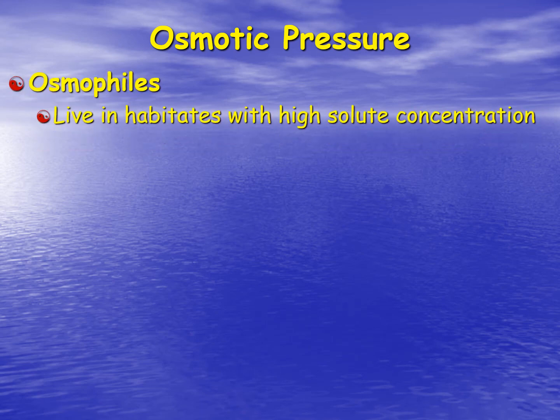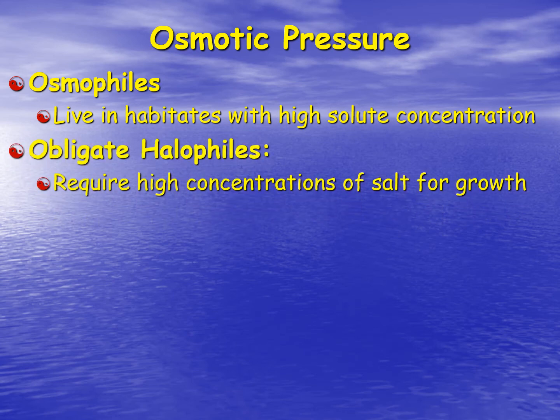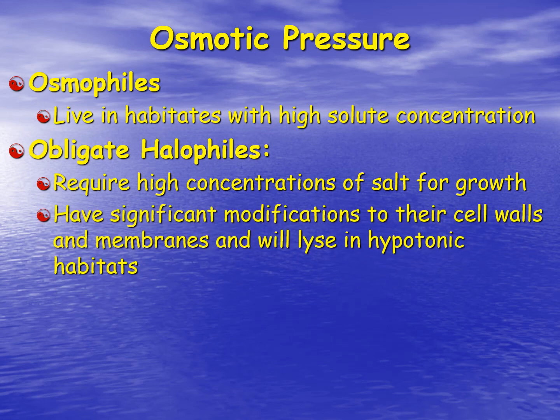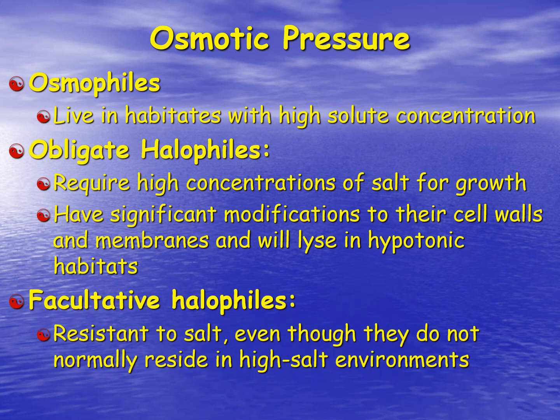Osmophiles live in habitats with high solute concentration, and we've already talked about the obligate halophiles that require high concentrations of sodium chloride for their growth. These have significant modifications to their cell walls and membranes and will lyse very easily or undergo plasmolysis in hypotonic environments. Facultative halophiles can be resistant to salt, even though they normally do not reside in these high salt environments.